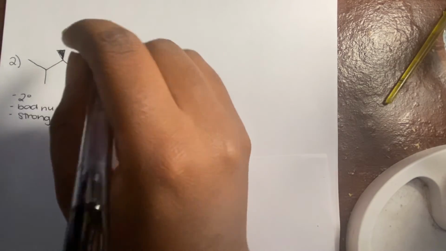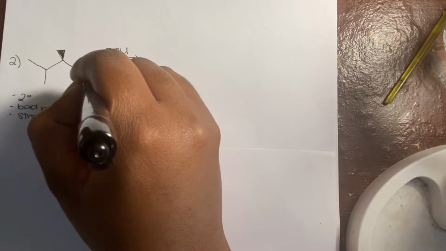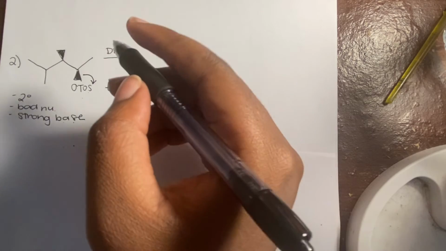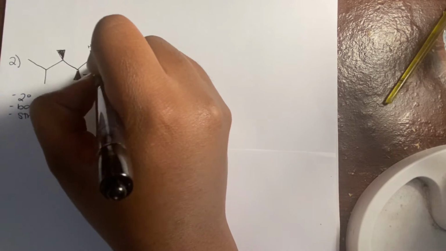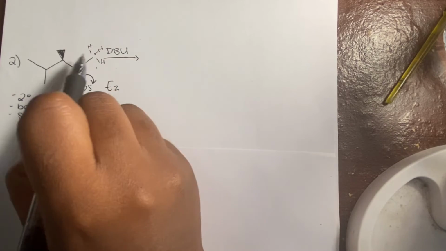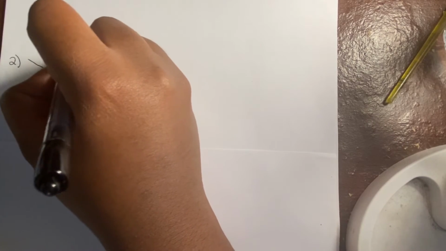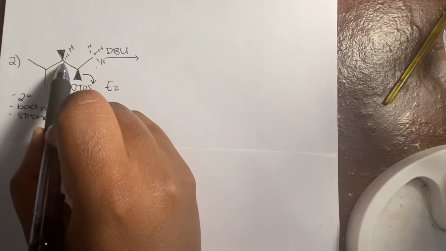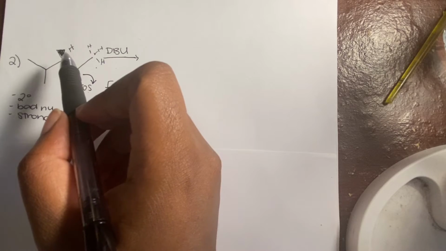So E2 is one step, and we need antiperiplanar. So our leaving group is going to leave. It's not going to attack. There's 3 hydrogens over here. It's not going to take those because that would be our Hofmann product. Instead, it's going to take the hydrogen over here. That's also antiperiplanar, and that would give us our Zaitsev product.